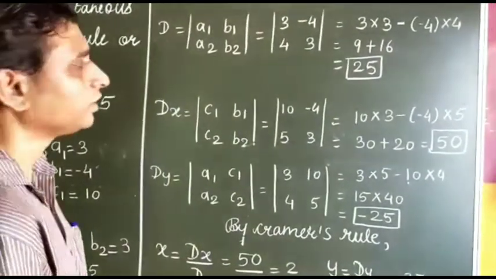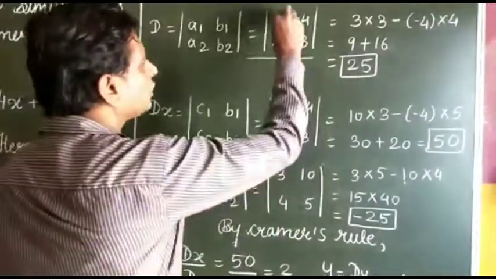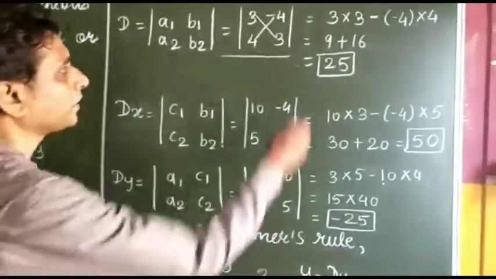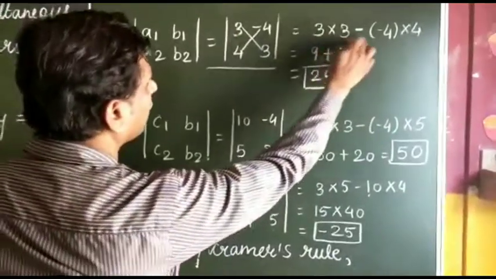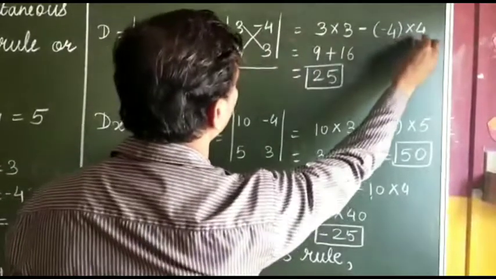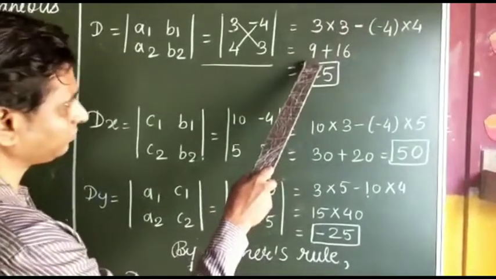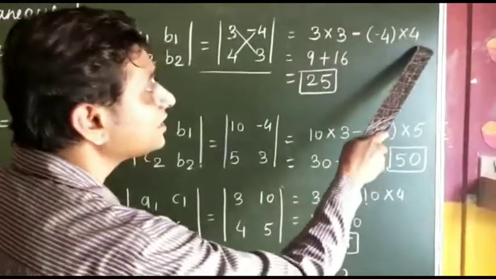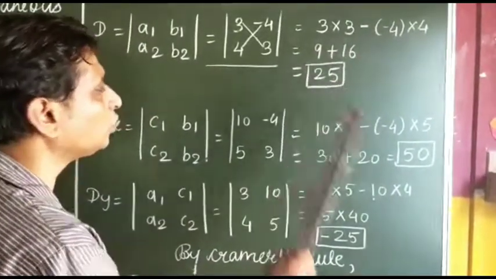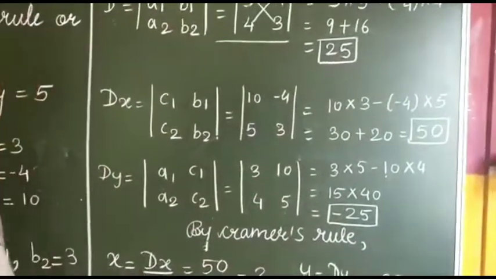So, students, here we have to solve this determinant. We will just do the cross multiplication of that. Cross multiplication: 3 into 3 minus minus 4 into 4. Okay, so 3 threes are 9, 4 fours are 16, and minus times minus is plus. So 9 plus 16 is equal to 25. This is the value of the determinant D.